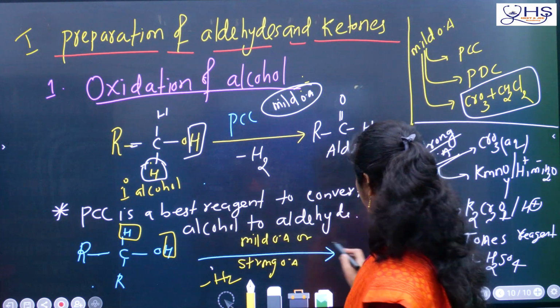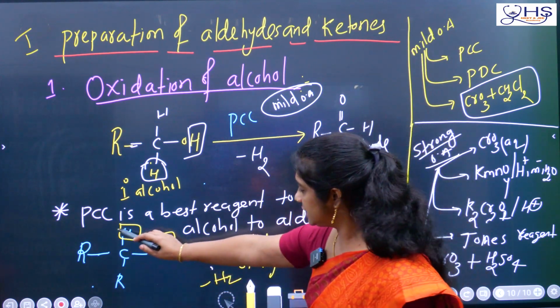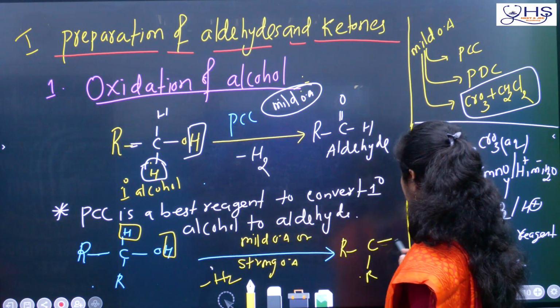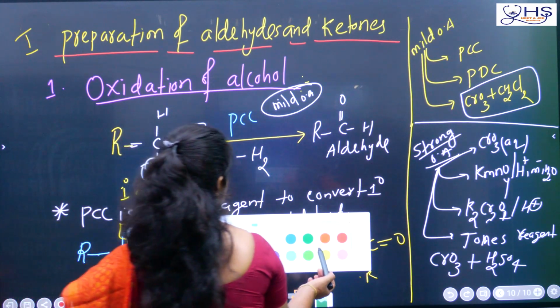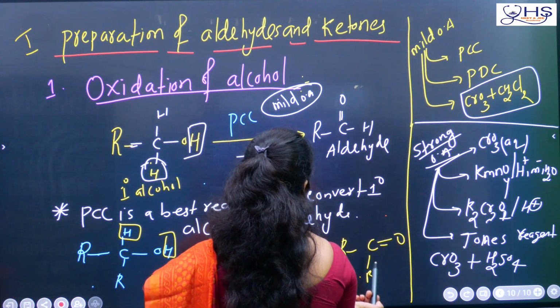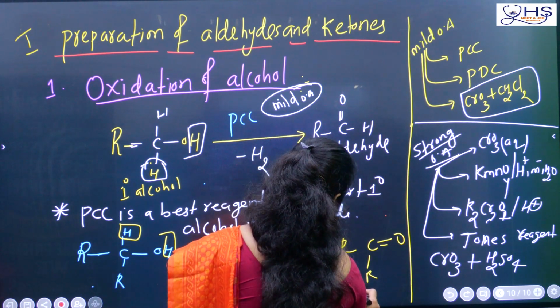Then what will I write? When I am breaking the bond, same manner. See here R. Now this hydrogen, this bond we have broken. So here double bond O. What did we get? Ketone. Remember, in oxidation of alcohol, primary alcohol we can get aldehyde, secondary alcohol we can get ketone.